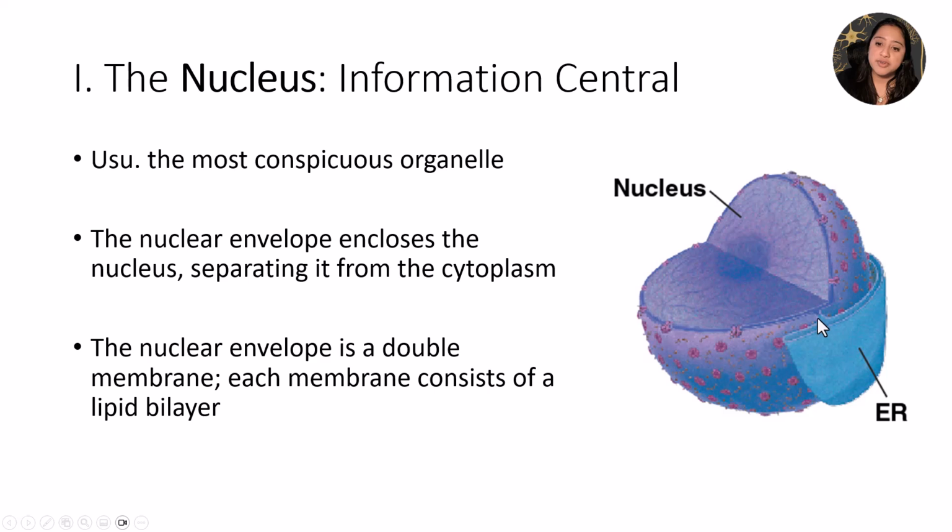The nuclear envelope is its own membrane that encases the nucleus. The nuclear envelope encloses the nucleus and separates it from the cytoplasm and the rest of the cell. It's hard to see in this, again, low resolution picture, but the nuclear envelope is actually a double membrane. Each membrane has a lipid bilayer, but there are actually two layers of membrane.